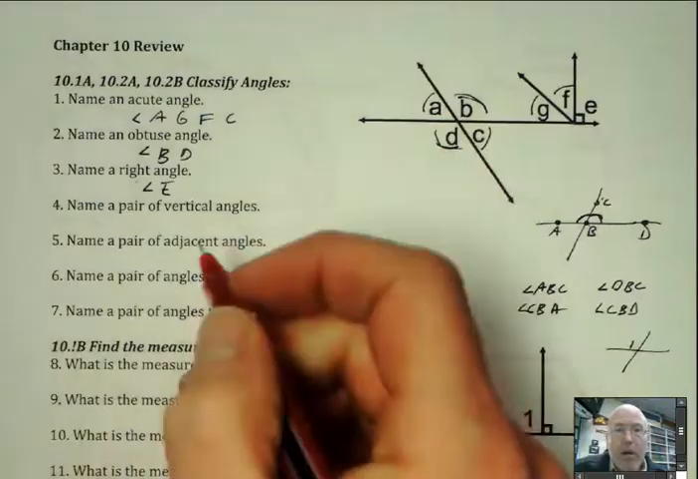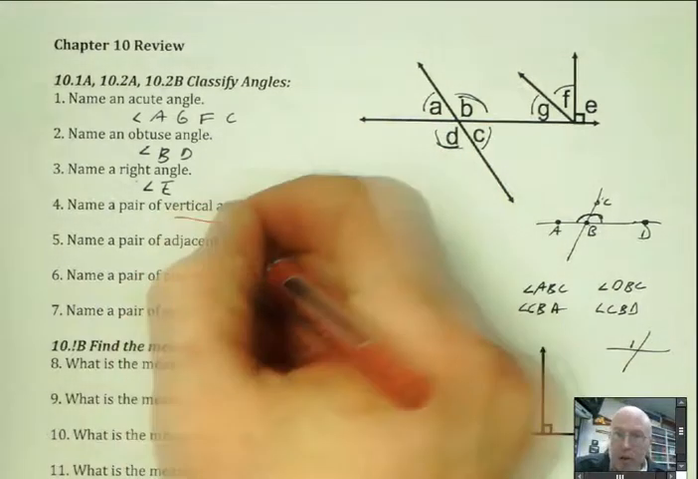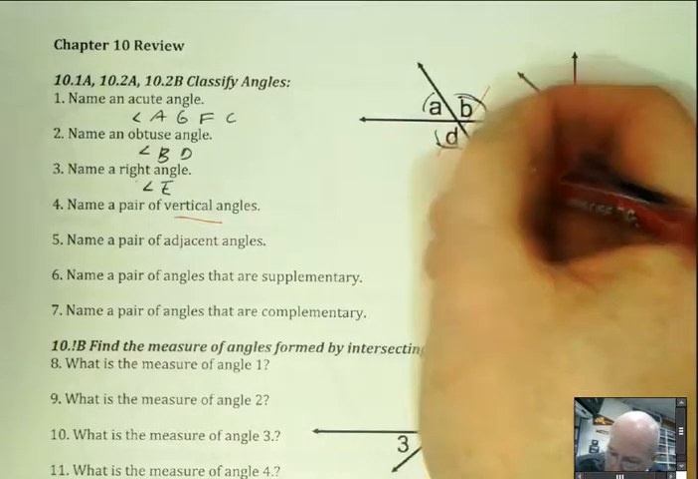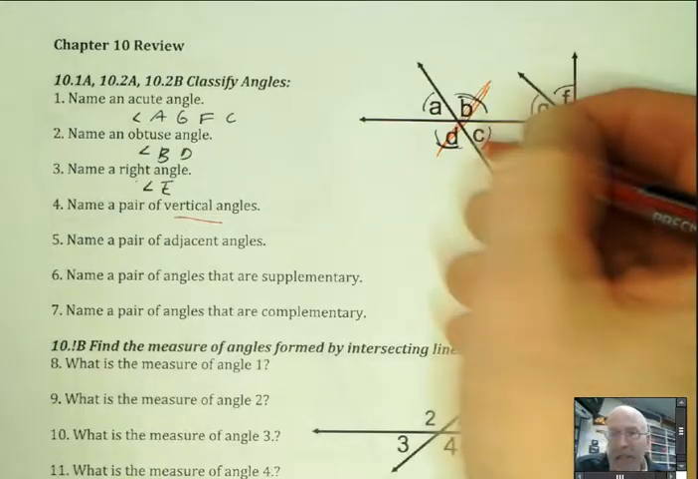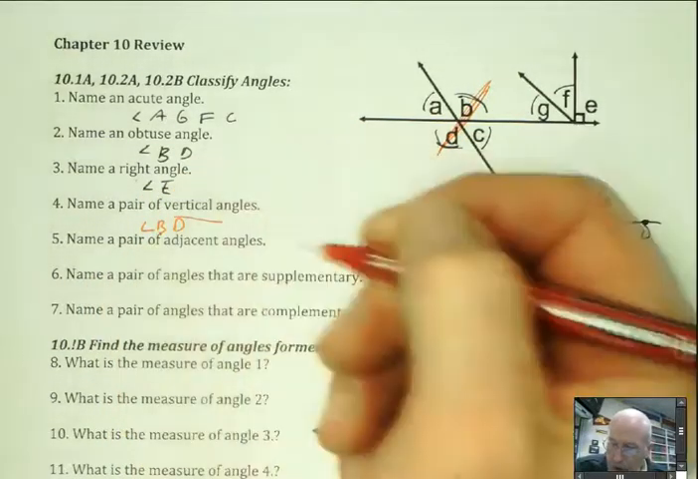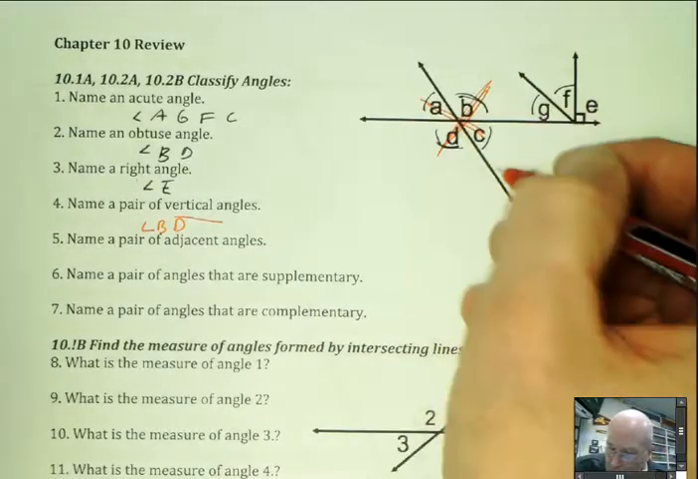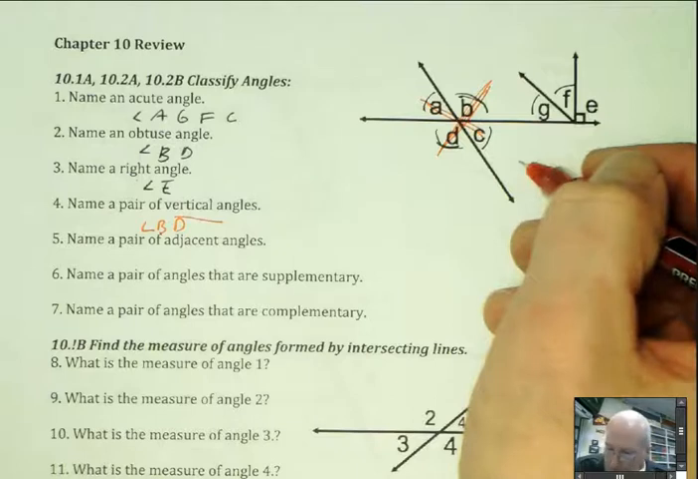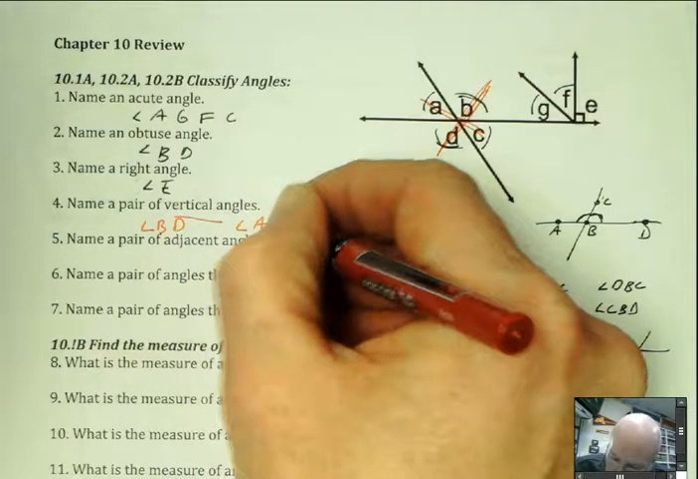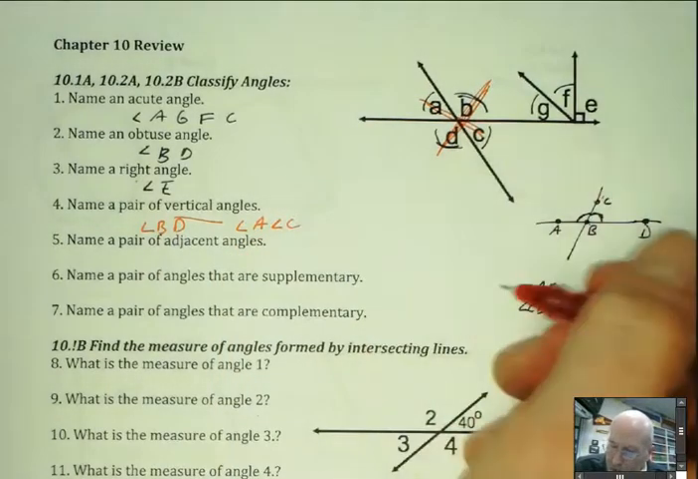So the next thing they want to know is what vertical angles are. Vertical angles are those angles that are across from one another. Like these two angles here are across from one another, B and D. So angles B and D, these are vertical. And then these angles here are across from one another. Sometimes we call them opposite angles. So A and C, angles A and C. You can write them a couple of different ways here, but these would be vertical angles.